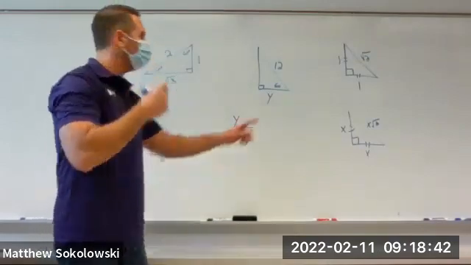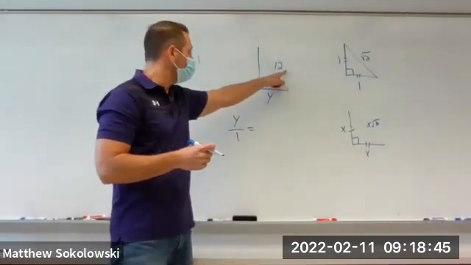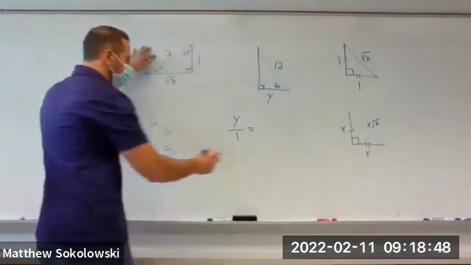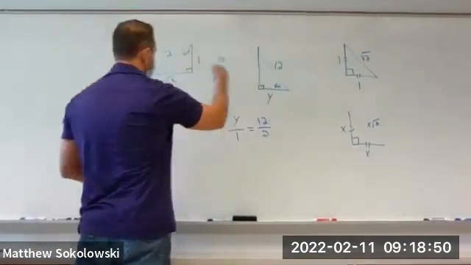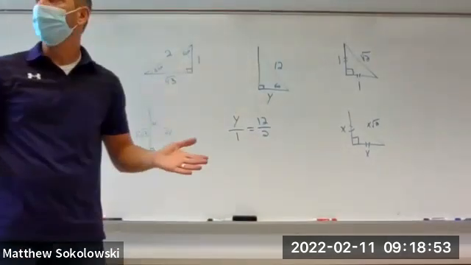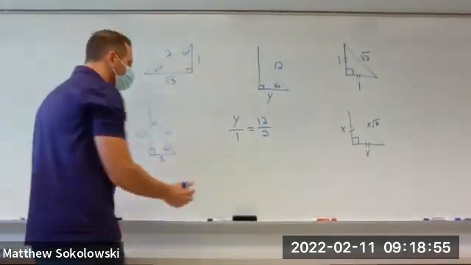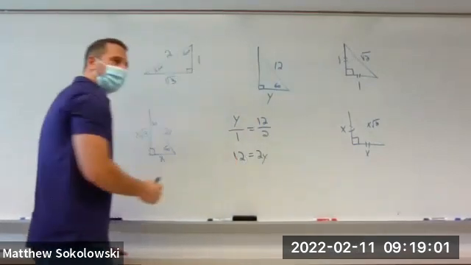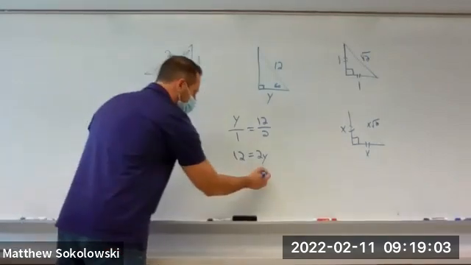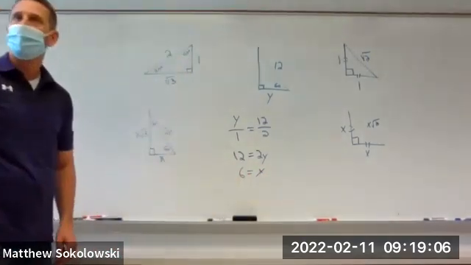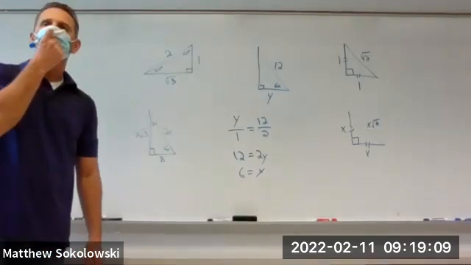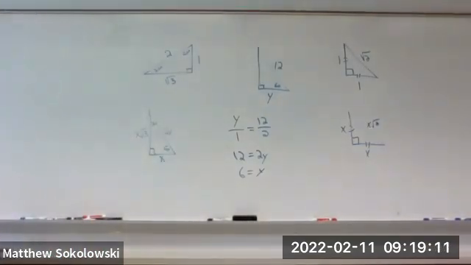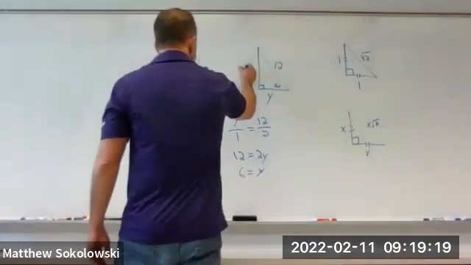Y over 1 equals, what side do we know? 12. What does 12 go with? 12 over 2. Y over 1, 12 over 2. Similar triangles, just like last unit. Cross multiply. 12 equals 2y. Divide both sides by 2, y equals 6. So this is now related to similar triangles. So you can do the Pythagorean theorem, you can do the special right triangle craziness that we just did, or similar triangles, different ways to solve problems. Let's say we wanted to find z.